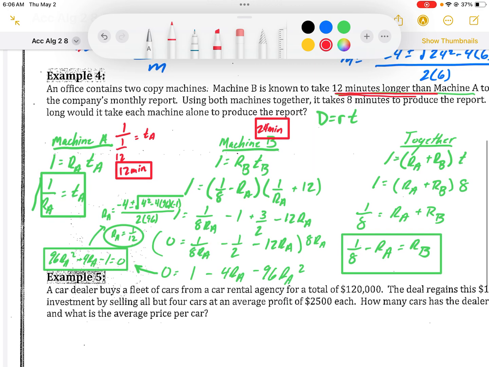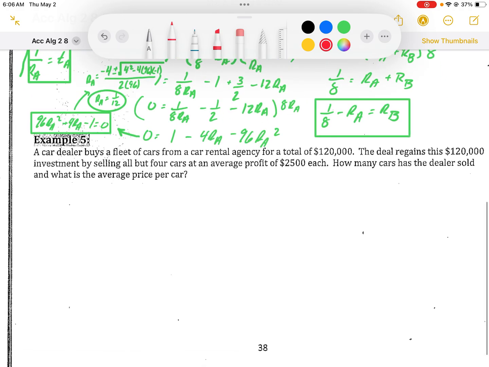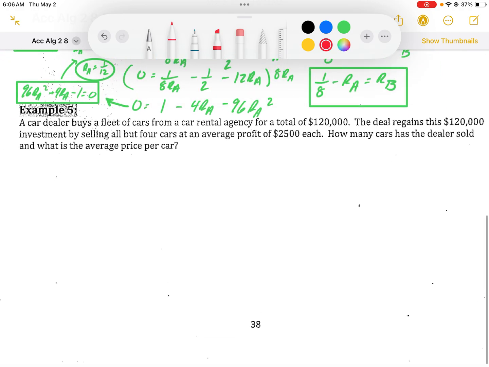And these numbers make sense because, one, it's going to be a little bit faster using both machines. Because machine B is considerably slower than machine A, and it makes sense because 8 minutes is underneath 12 minutes and 24 minutes.